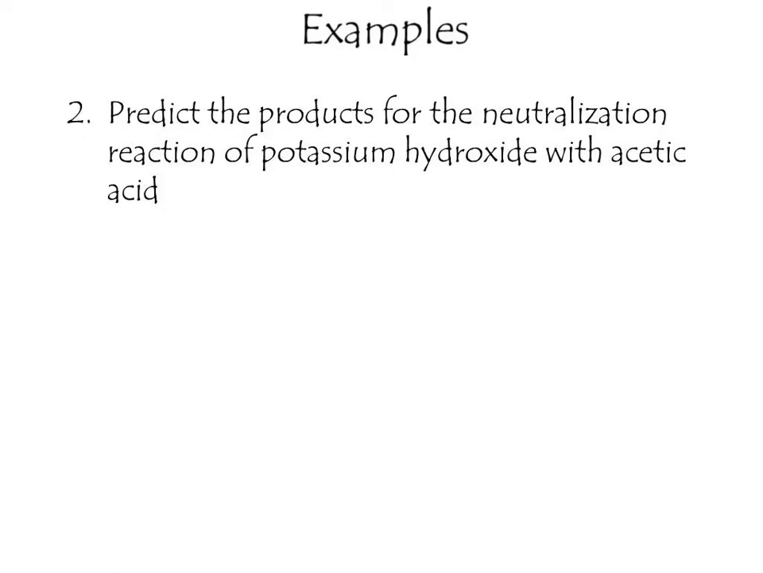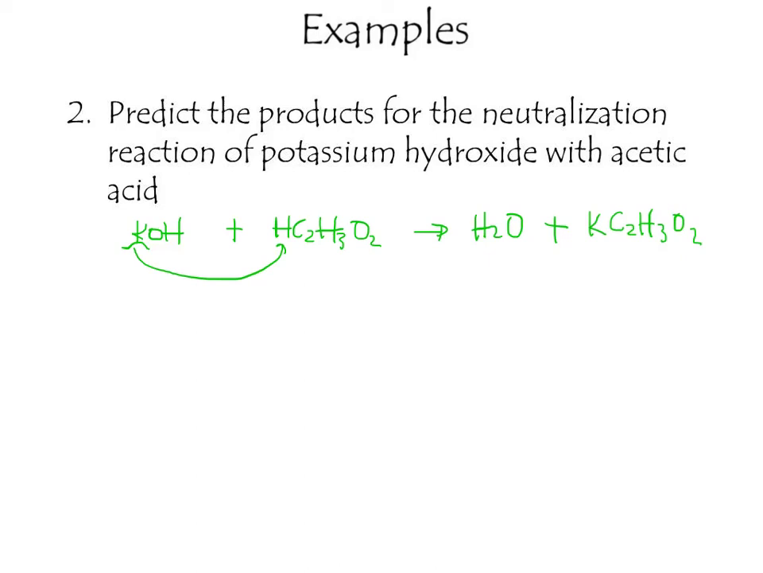In this problem, we're predicting the product for potassium hydroxide reacting with acetic acid. Since this is just a double replacement, we swap places with the potassium and hydrogen, and you end up with H2O for water and potassium acetate. Now, to label acid versus base, we can use either of the models, Arrhenius or Bronsted-Lowry, and your acid should be the acetic acid, which is HC2H3O2, and your base is potassium hydroxide.